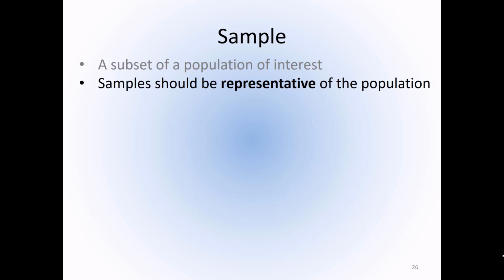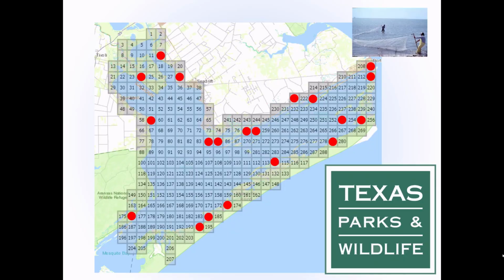Now, samples need to be representative of the population because we're using samples to understand the population. And this can present some issues when it comes to science. And so if we go back to our map of TPWD bag seine sampling, what we can see here is that we've got sampling locations across the extent of the bay. There might be a couple regions that we're missing, but for the most part, we're sampling in different habitats in different parts of the bay.